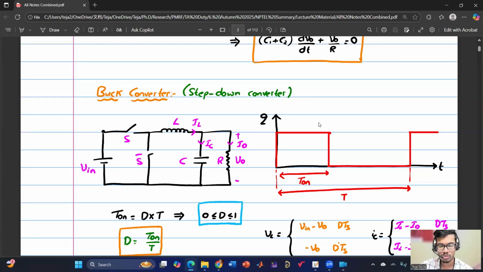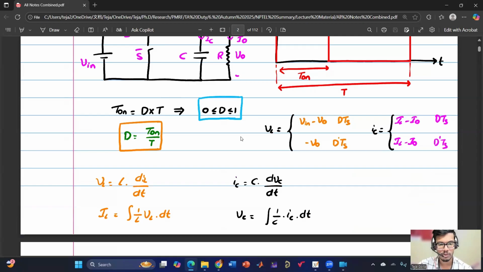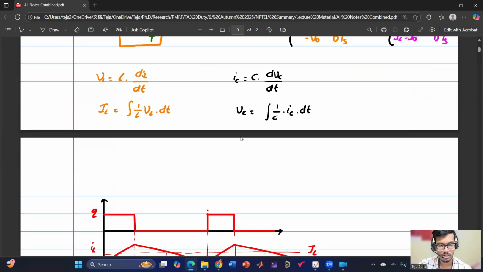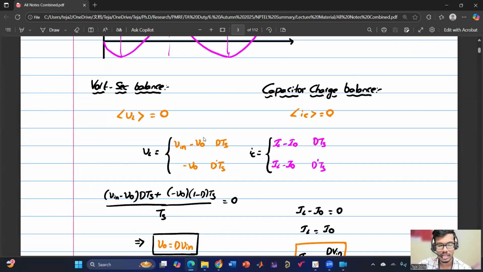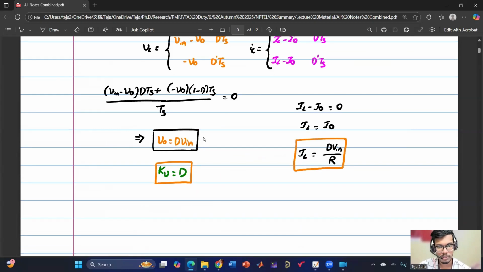Then we moved on to switch mode power converters, starting with the famous buck converter. We saw how the buck converter operates and how to get the output voltage and input voltage relation in terms of D, the duty ratio. Duty ratio is the fraction of on time to the switching time period. Then we saw the steady state waveforms of a buck converter, and we learned about volt-second balance and capacitor charge balance.